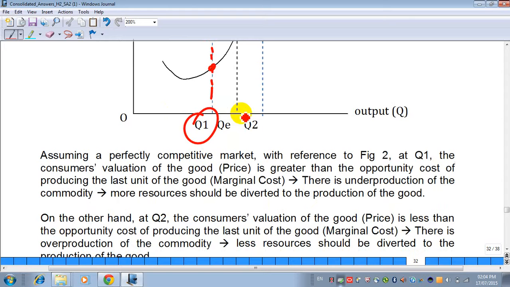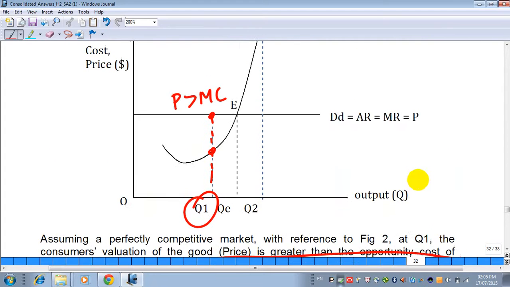They say that at Q1, the price is greater than the opportunity cost of producing the last unit of the good. So the price, the valuation of the good, the consumer values the good so high, much higher than the marginal cost of producing it. Therefore more should be produced because the valuation is so high relative to the cost of producing it. Okay, more should be produced. And therefore we say that right now, currently, there is an underproduction of the good.